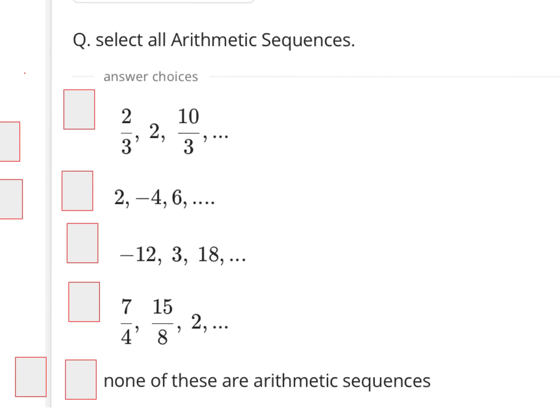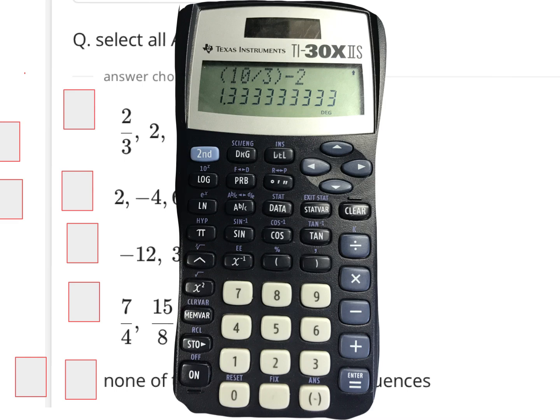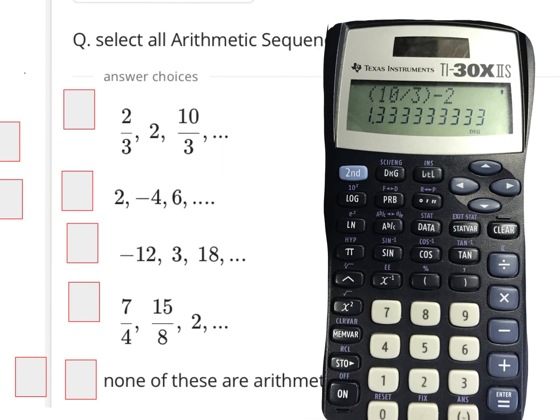Which of these following sequences are arithmetic? Well, for arithmetic, you have to have a common difference. So you could use a calculator and do 10/3 take away 2. And again, the Casio does do fractions, but the Texas Instrument doesn't, the one that I have. So use the parentheses button, type in 10/3 minus 2, right? And you'll get the answer 1.33 that continues to repeat.